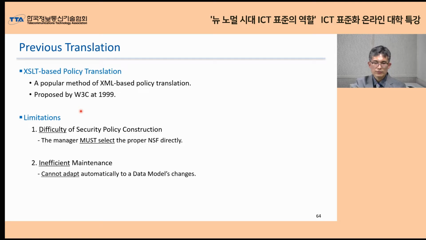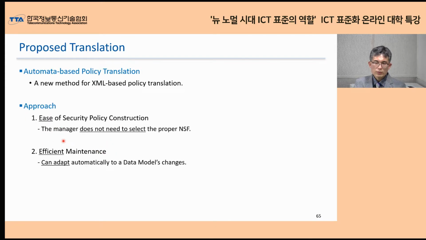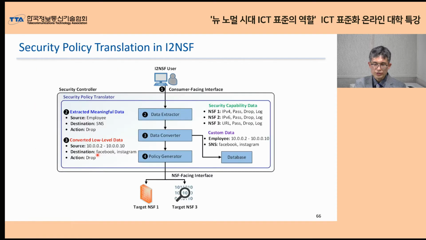In the past, we used XSLT. This is a popular method, XML-based policy translation based on hard mapping. The limitation is the difficulty of security policy construction and maintenance. As a result, we invented automata-based policy translation from compiler theory. It is easy to construct the security policy. Also, it is efficient to maintain a new policy over an augmented policy.